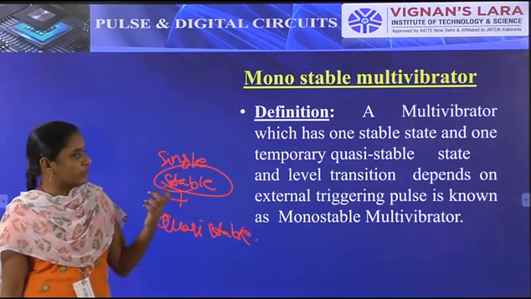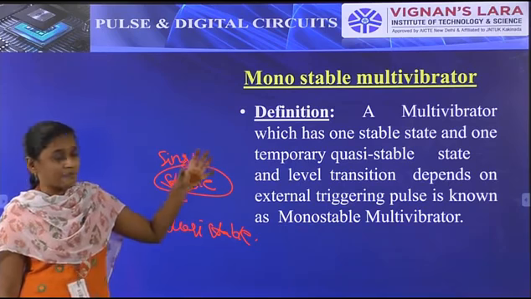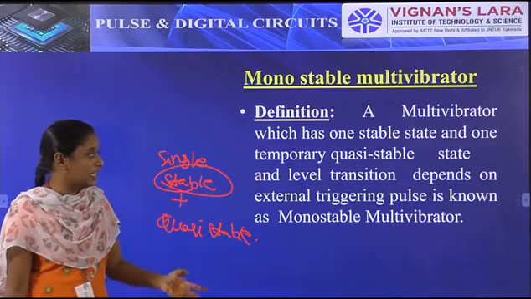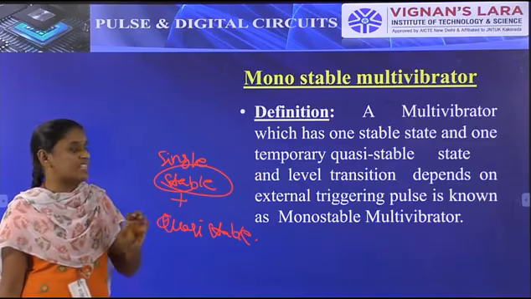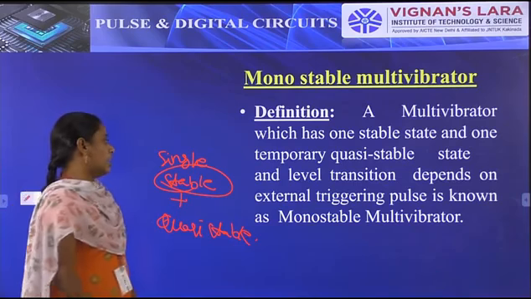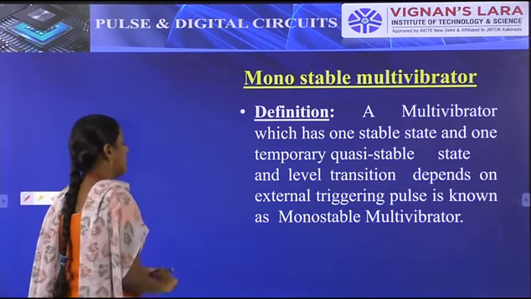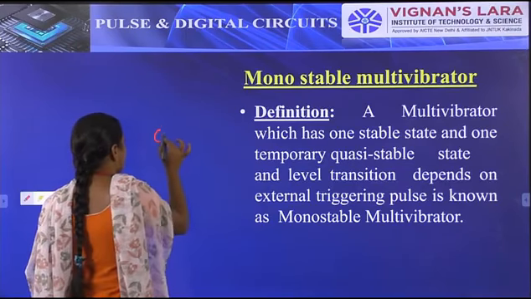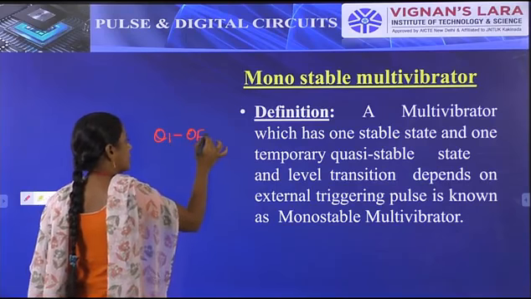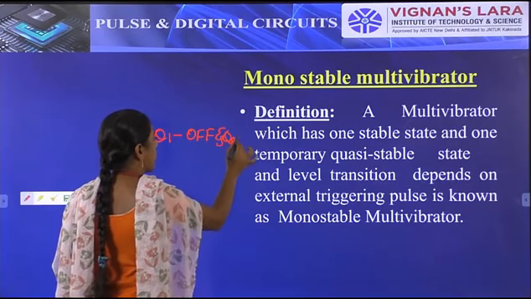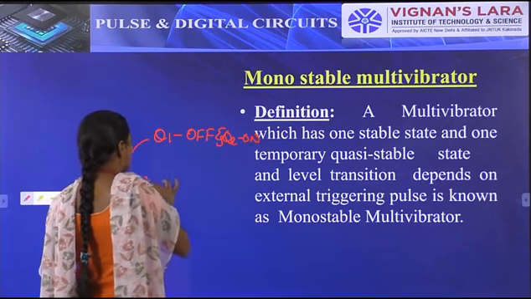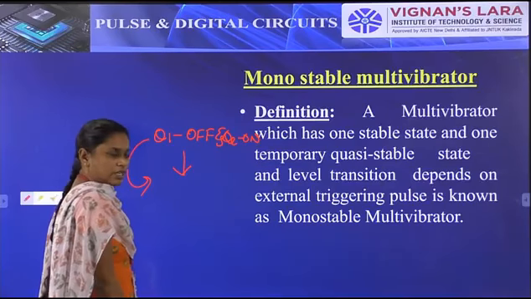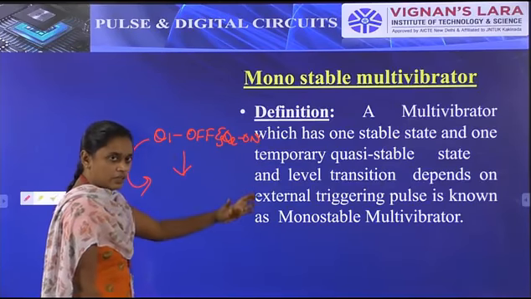Coming to the definition, a multivibrator which has one stable state and one temporary state, nothing but the quasi-stable state, and whose transition depends upon an external triggering pulse. Let us discuss an example. Obviously the multivibrator consists of transistors. Let us say Q1 is in the off condition in the initial state and Q2 is in the on condition. When I give an external triggering pulse to the circuit, we can change this particular state, nothing but changing from the stable state to the quasi-stable state.